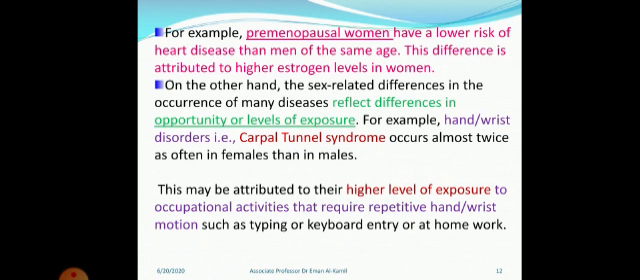On the other hand, the sex-related differences in the occurrence of many diseases reflect differences in opportunity or level of exposure. For example, hand-wrist disorder, or what is called carpal tunnel syndrome, occurs more commonly in females because of homework, and this is more likely to occur at the wrist. This may be attributed to their higher level of exposure to occupational activities involving hand-wrist motion, such as typing or keyboard use or homework.